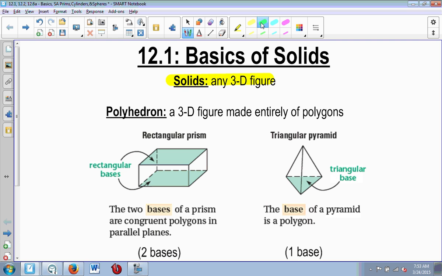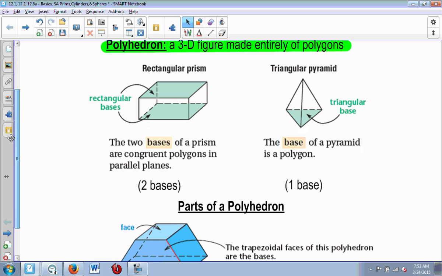The next word here is called polyhedron. That is a solid, a 3D figure, where all of the surfaces are polygons. So in other words, they're rectangles, or they're triangles, or they're pentagons, or they're hexagons. So it's a 3D figure where all of the flat surfaces are polygons. So these two figures that are directly below, we've got an example of a pyramid and a prism.